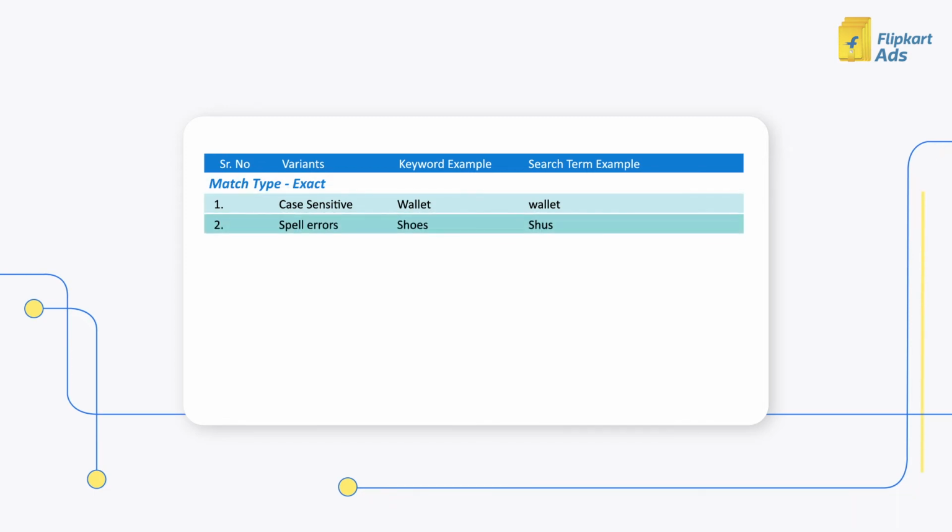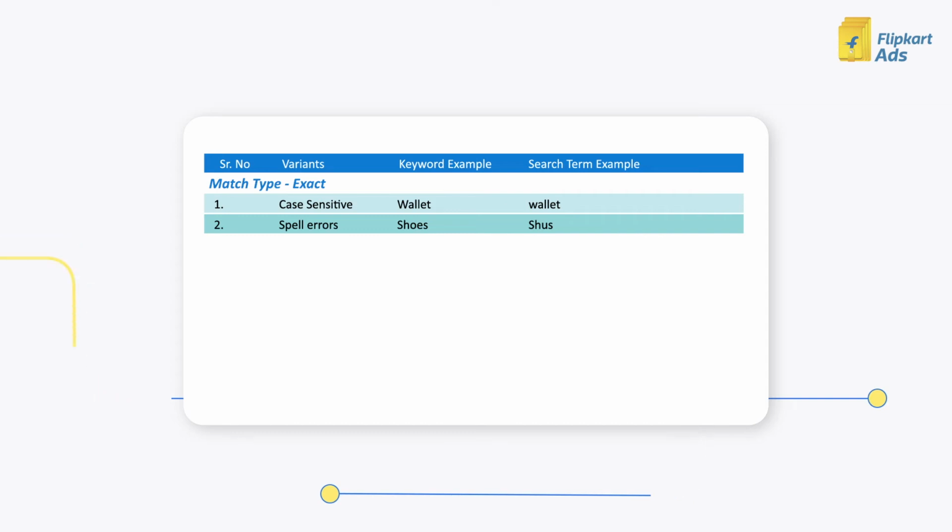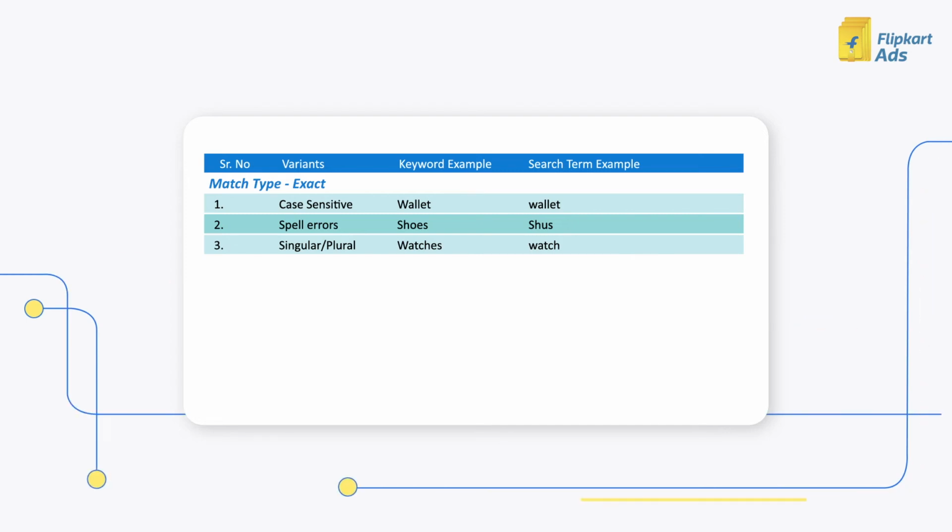Variant 2, spell errors. Let us assume our targeted keyword would be S-H-O-E-S, shoes. So even if the user enters S-H-U-S, shoes, our PCA ad would be displayed to the user. Variant 3, singular or plural. Here, for targeted keywords, plural or singular words are also included in search terms. For example, watch and watches.